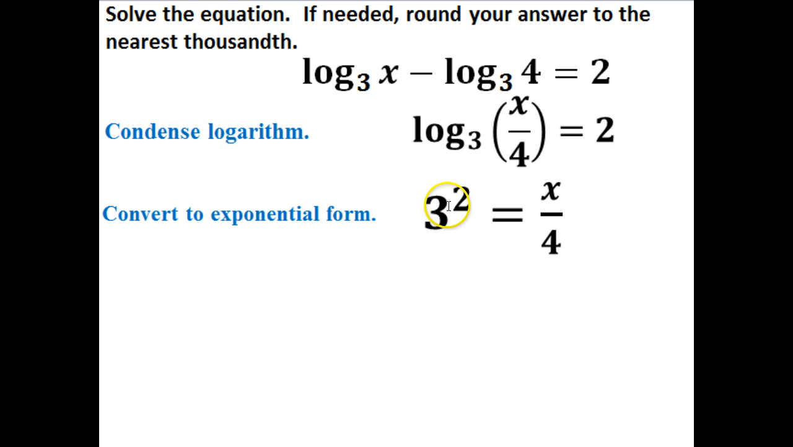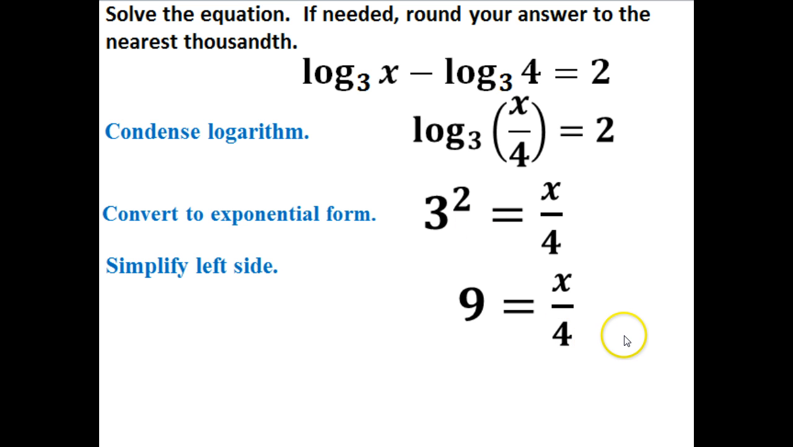So this is where I got the 2. The 3 comes from my base here, and this right here I didn't really do anything with other than move it over onto the other side of the equal sign. Now we need to simplify what's on the left-hand side here, this 3 squared. We know that 3 squared is 9, so 9 equals x divided by 4.